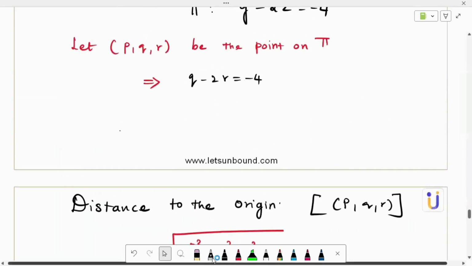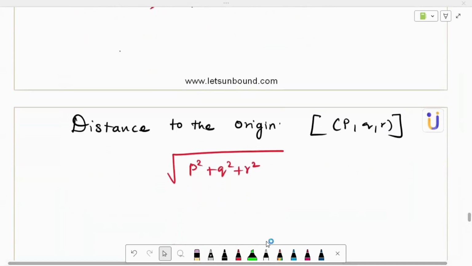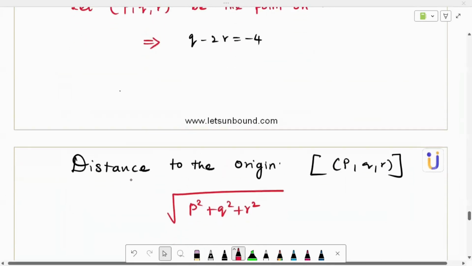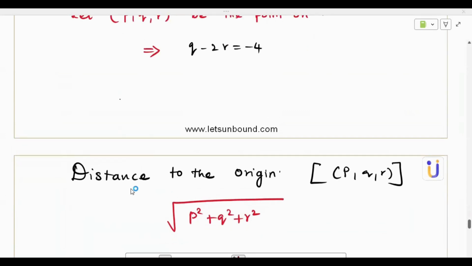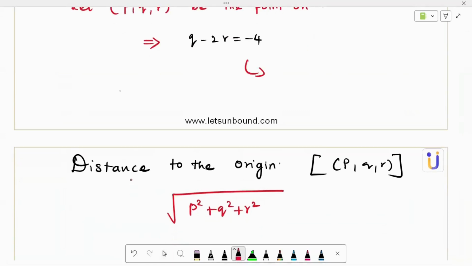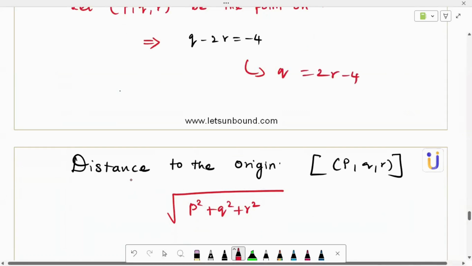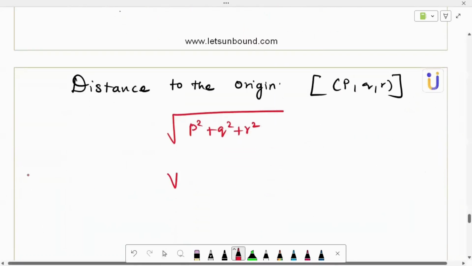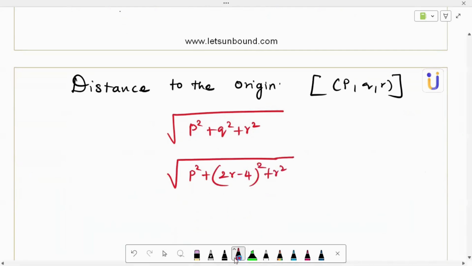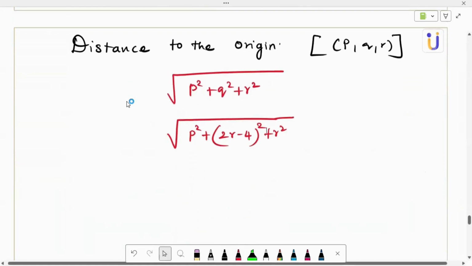So what is q? Q can be written as 2r minus 4, where we can replace the q. Q can be expressed in terms of r. So q is equal to 2r minus 4, and I can substitute that here. So the square root of p square plus (2r minus 4) the whole square plus r square. The only problem is I have p, because I have two variables. If it's one variable, it's easy to minimize. Now I am framing a distance function.